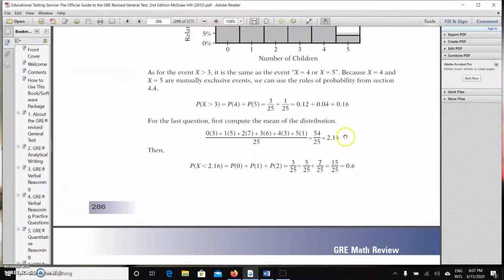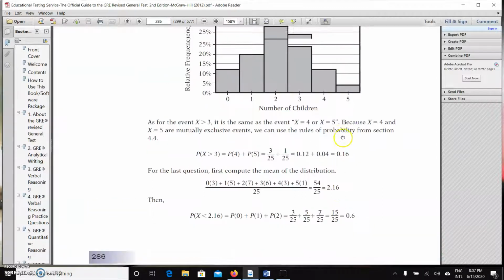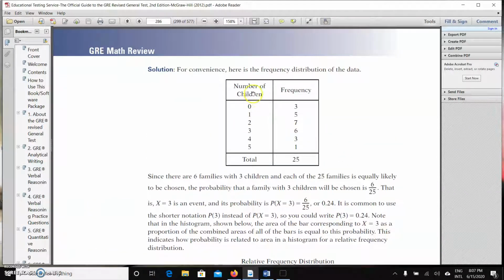Now the question says you should look for the probability for values that are less than the mean. The mean is 2.16, right? Let's go back to the table. Which one is less than 2.16? 2.16 is more than 2, more than 1 and 0. So you're going to calculate the probability for just these three. For 2 it is 7 over 25, plus 5 over 25, plus 3 over 25.